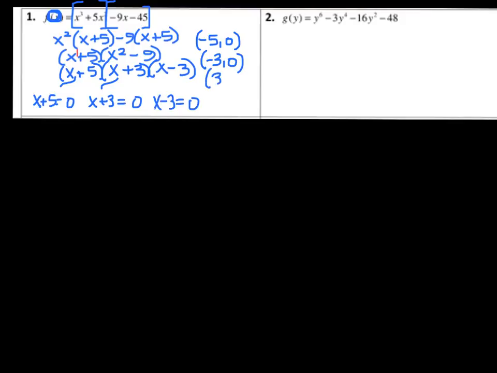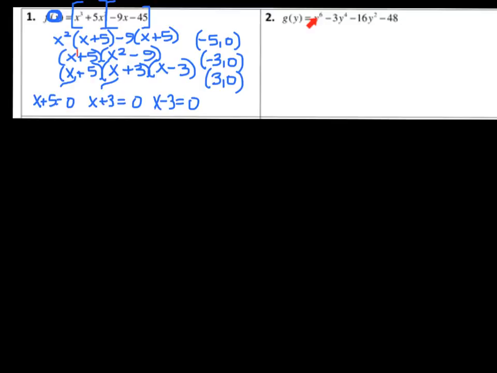And that gives me a positive 3. I want you to start noticing something. I have an exponent of 3, and I have 3 places it crosses the x-axis. Not always will that work, but it will have 3 solutions, real or imaginary. This guy over here will have 6 solutions, real or imaginary.